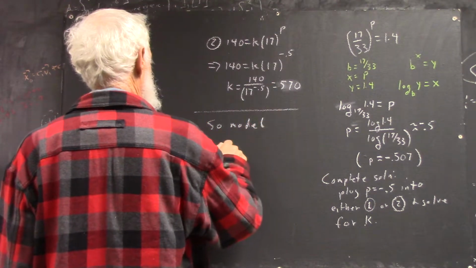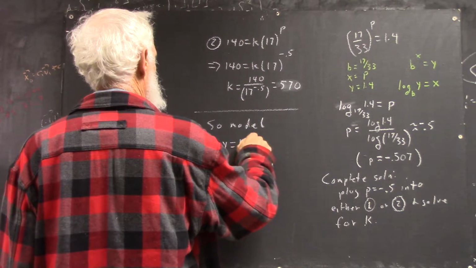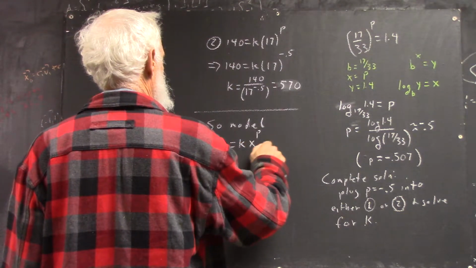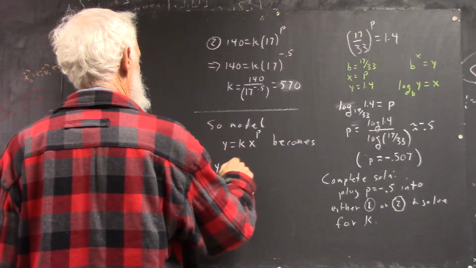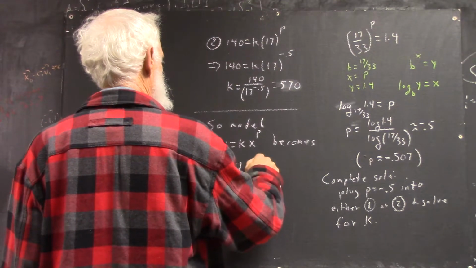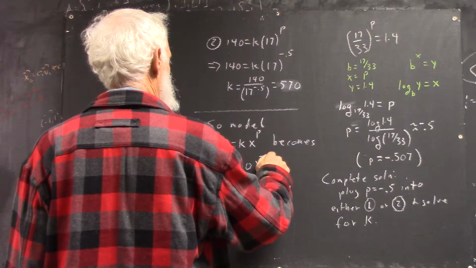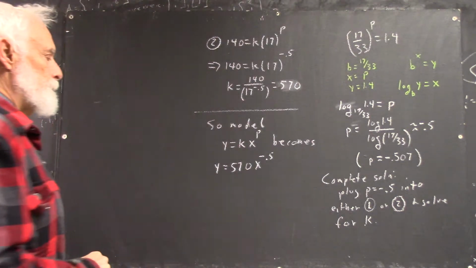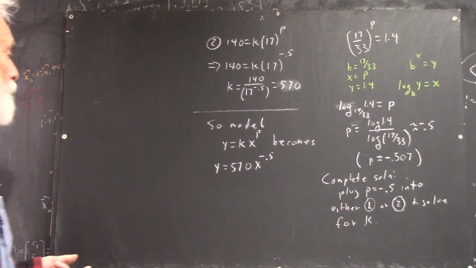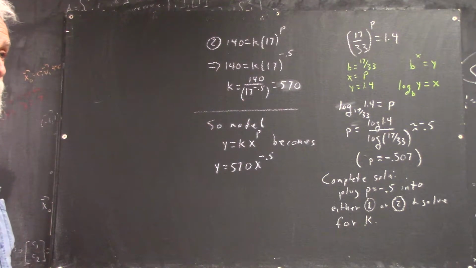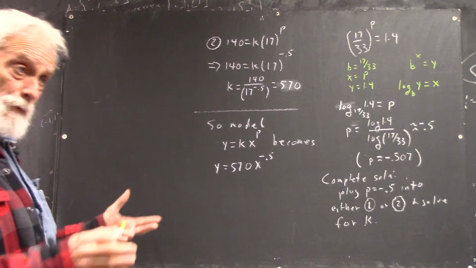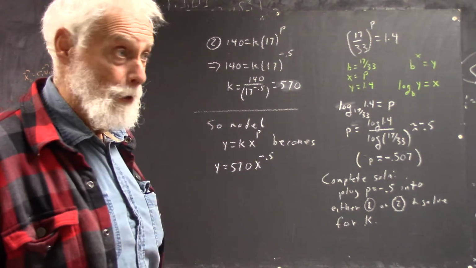So the model becomes 570 x to the negative 0.5, if I've done the arithmetic right, but you're going to work through it and do the arithmetic right, okay?